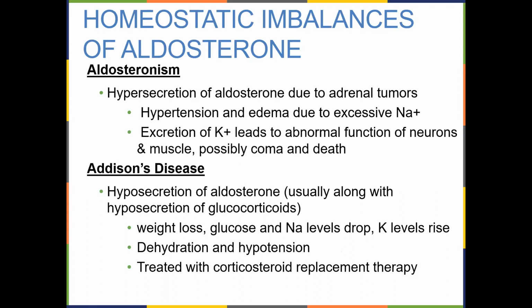Aldosterone has its own problems. We can hypersecrete aldosterone. It's called aldosteronism. Clever name. So if we have a tumor on the adrenal gland, we can secrete more aldosterone. The end result: hypertension, swelling. Because if we're releasing more aldosterone, we're going to retain more sodium. We retain more sodium, we're going to retain more water, which raises our blood volume, which raises our blood pressure. So we're going to develop hypertension.